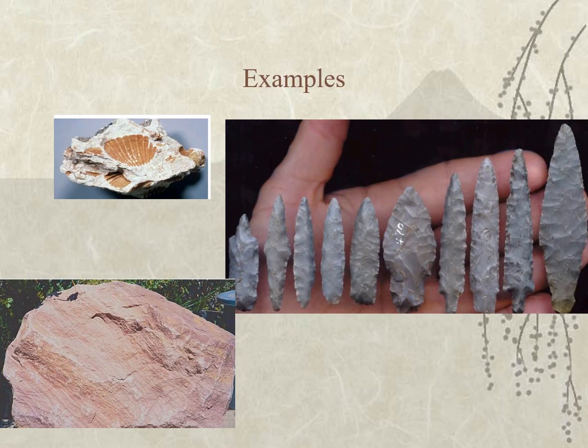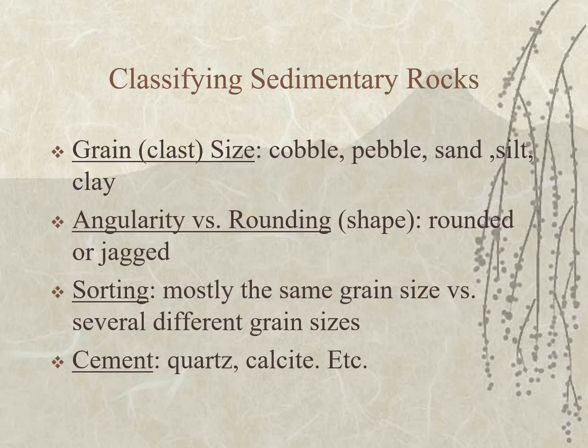So examples here, top left, biochemical. You see fossil imprints in that rock. On the right, that's chemical sedimentary rocks. Those are chert arrowheads. And then on the bottom left is a sandstone. That's a big sandstone. There's a garbage can there for scale. That's in some camping and/or picnic area.